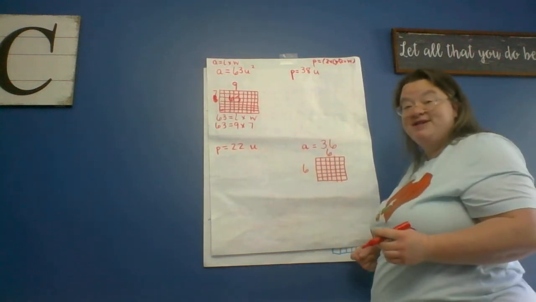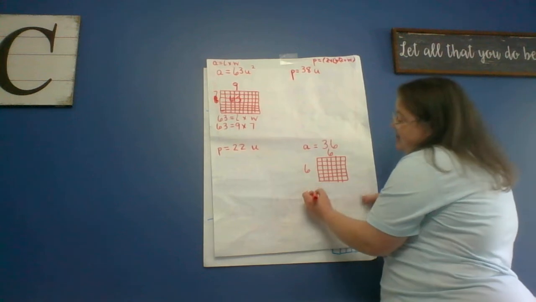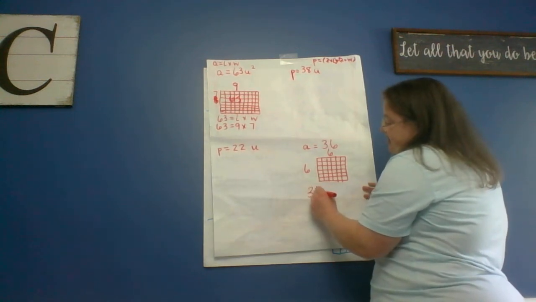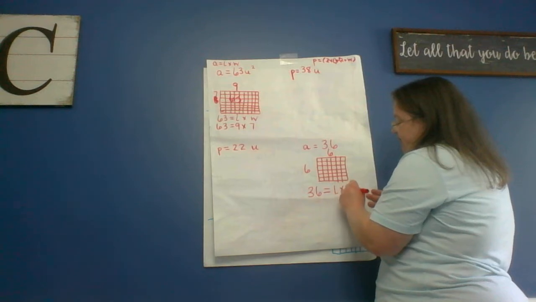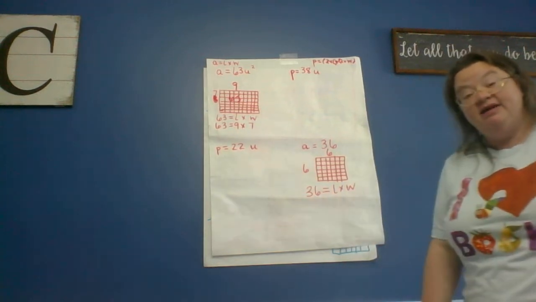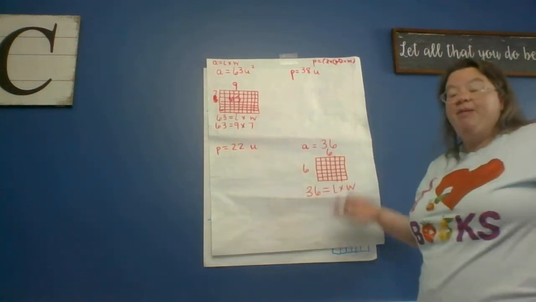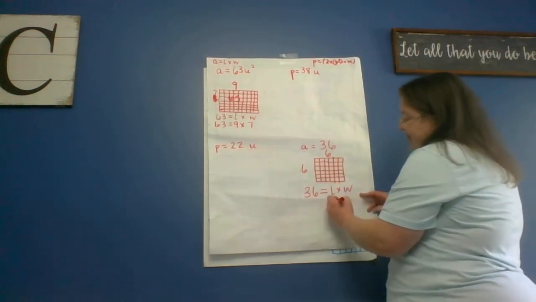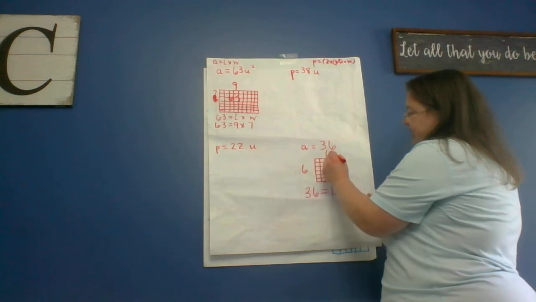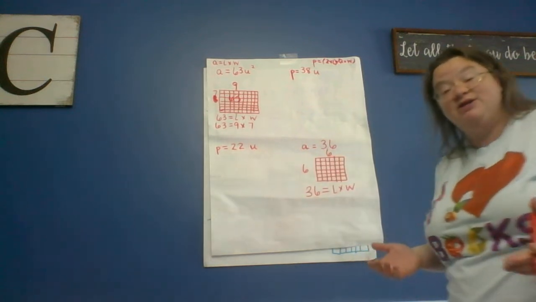Remember, Miss Cross loves 6 times 6 is 36. So if I knew my area was 36, it's going to be equal to something times something, length times width. Immediately that popped into my head because that's my favorite fact. So I could have a length of 6 and a width of 6, which would make that a square.